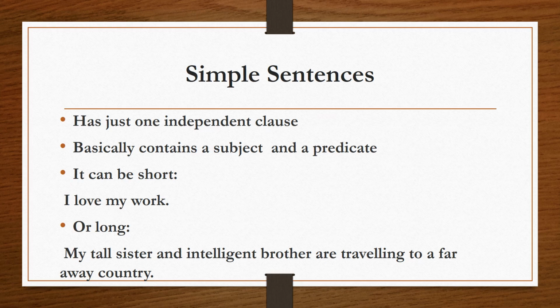They can be short. An example is, I love my work. Or they can be long. My tall sister and intelligent brother are traveling to a faraway country. It's still a simple sentence. Why? Because although it has two subjects, sister and brother, it's still one subject and then the predicate, are traveling to a faraway country. So this is a simple sentence.